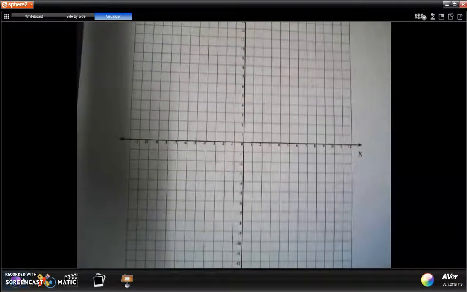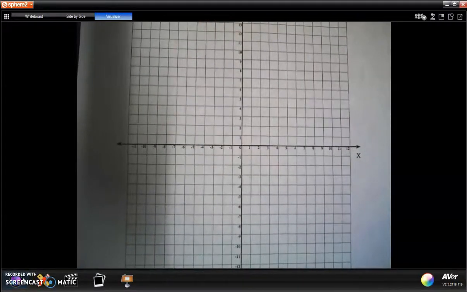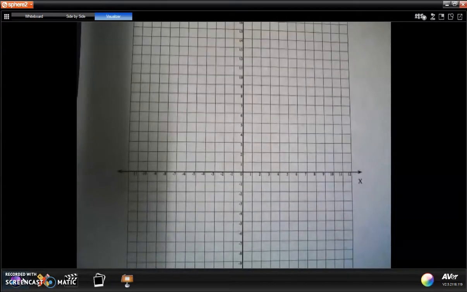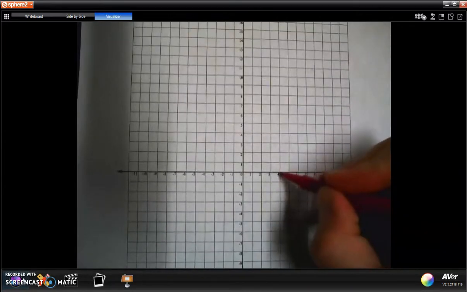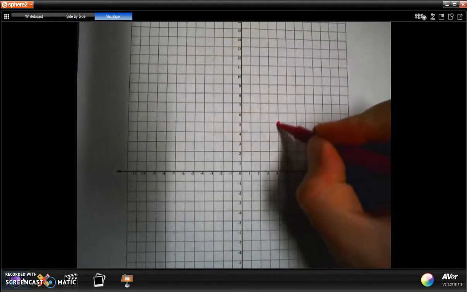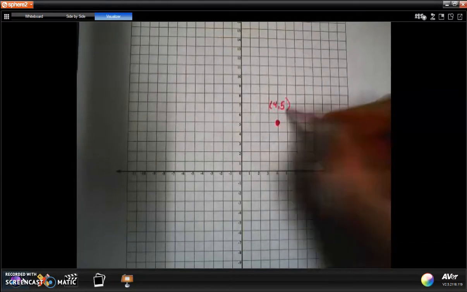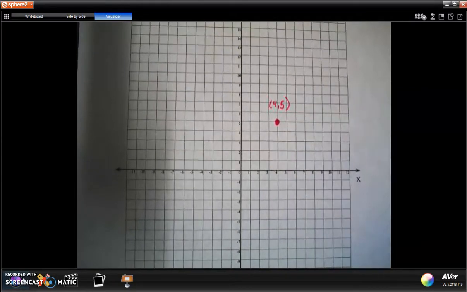Hello everybody. So today my goal is to teach you the rules of rotations and how they work, where they come from, what is the math behind a rotation. So I have here my coordinate grid. I have my x, my y-axis. And let's say I want to rotate this point right here. Let's say the point 4, 5, 90 degrees, 180 degrees, 270 degrees, so on and so forth.